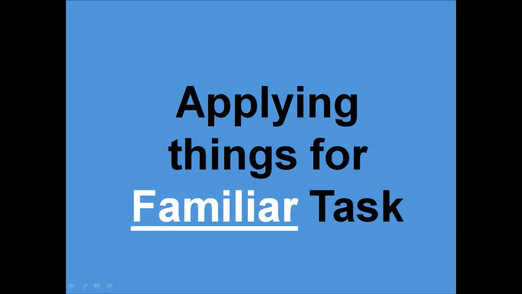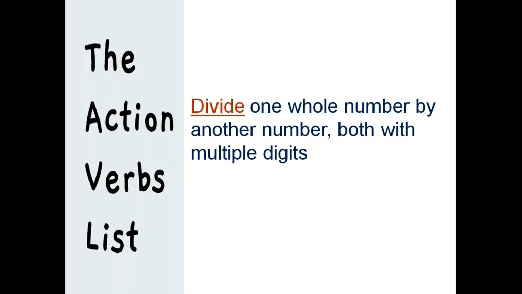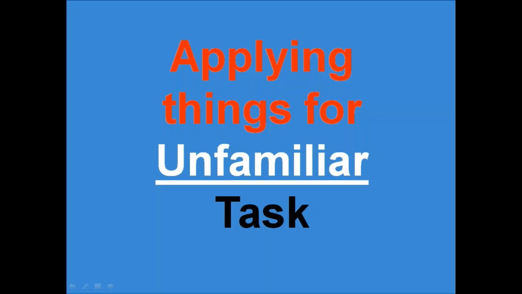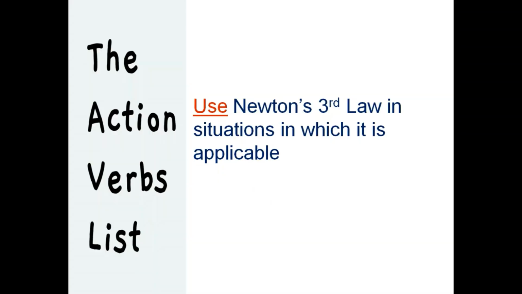Applying a procedure to a familiar task. For example, divide one whole number by another number, both with multiple digits. Implementing. Alternative name is using. Applying a procedure to an unfamiliar task. Example, use Newton's second law in a situation in which it is appropriate.